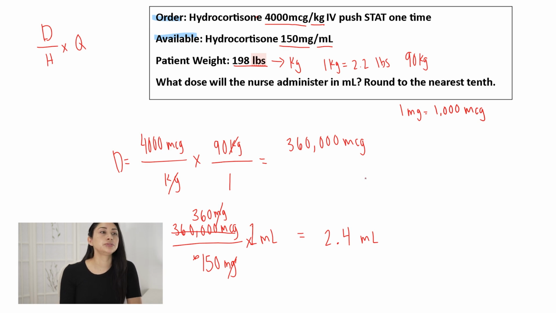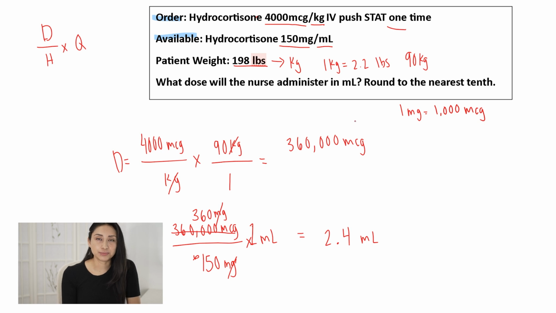Now, before I assume that this is my final answer, I'm going to double check. So I'm going to go back to my problem set, and I'm going to make sure that they didn't say anything in my order about this having to be divided into several doses throughout the day, or that I have to give this dose many times throughout the day, things like that. So I'm going to look at my order, and it says IV push stat 1 time. So it's just a 1-time dose. So I don't have to worry about that.